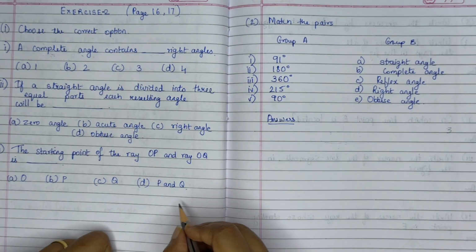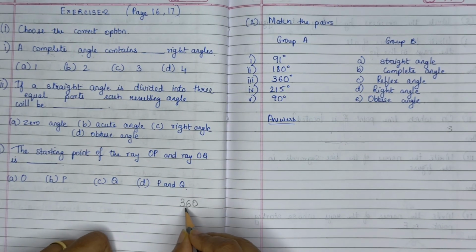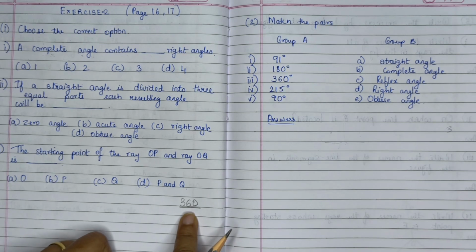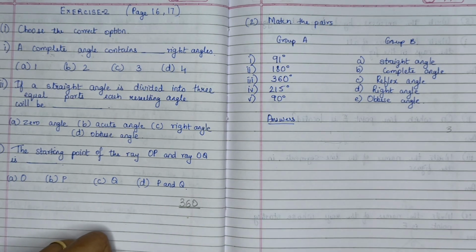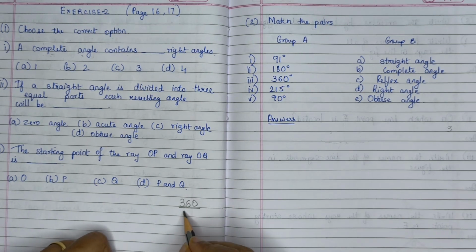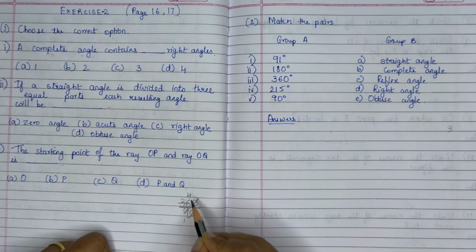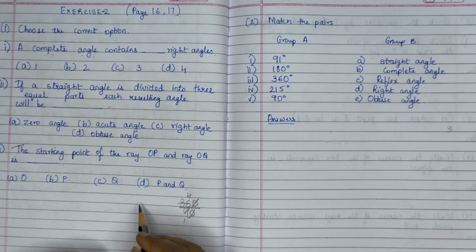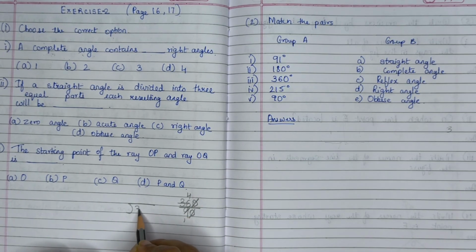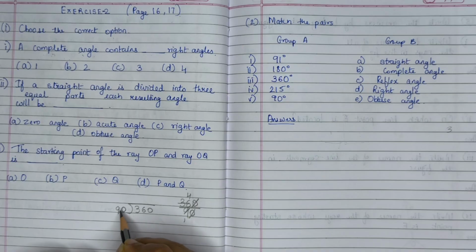360 degrees. I'm doing it here, see here. A complete angle measures 360 degrees. And one right angle measures how much? One right angle measures 90 degrees. So we can divide, this 0 and this 0 you can cut. 9 ones are 9, 9 fours are 36. You can do it this way or you can divide 360 by 90.